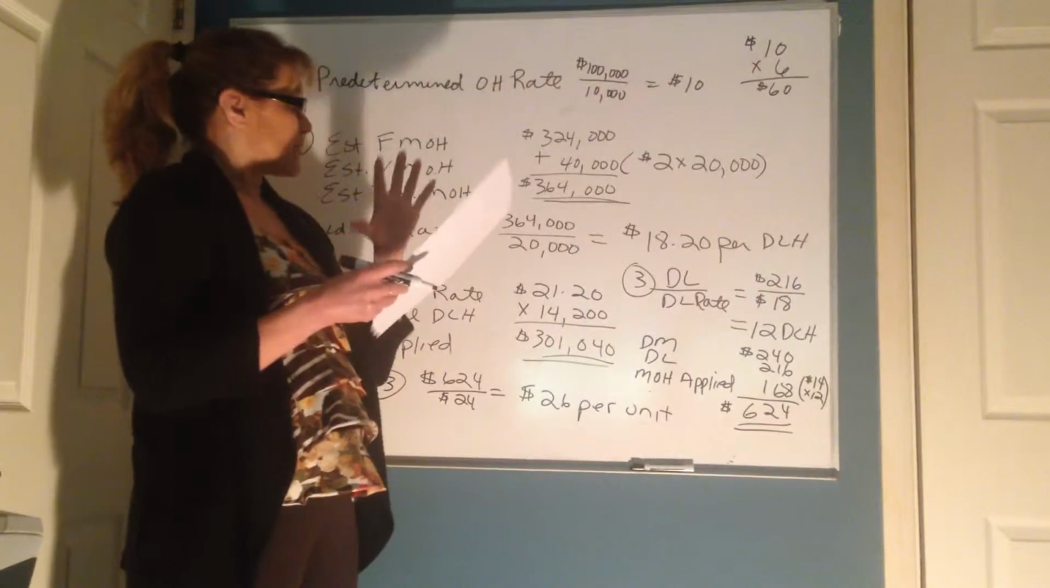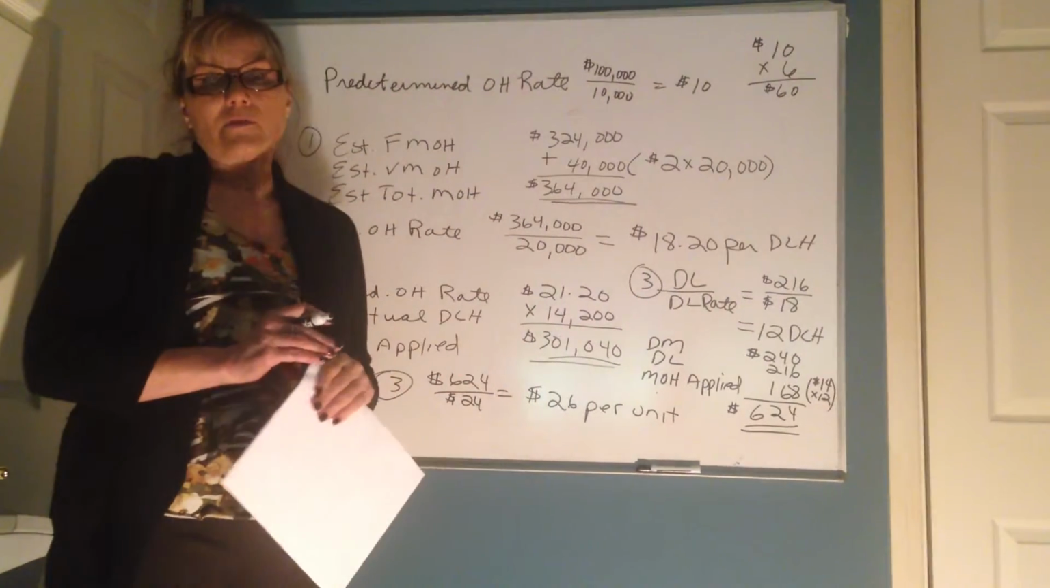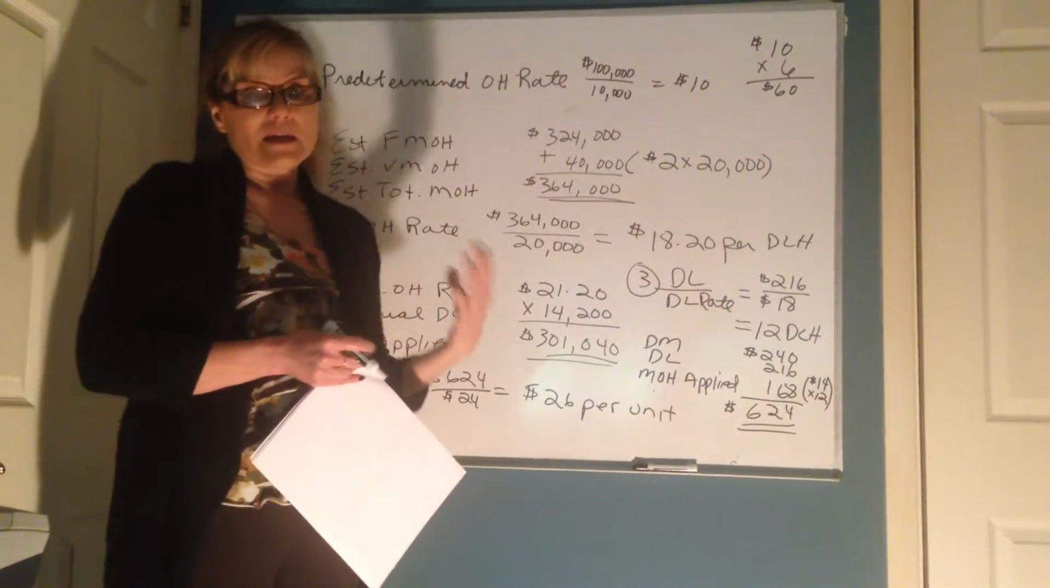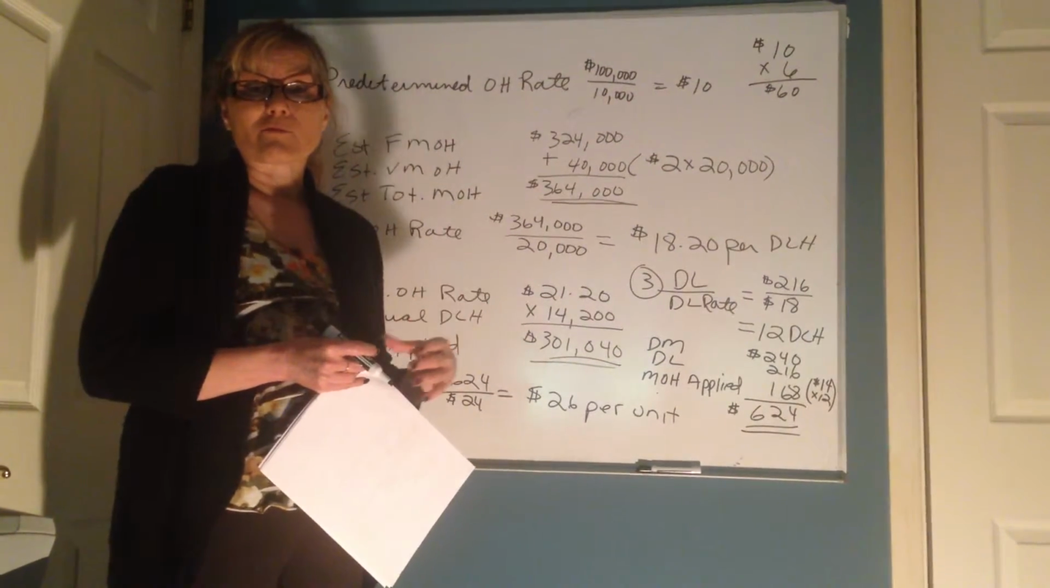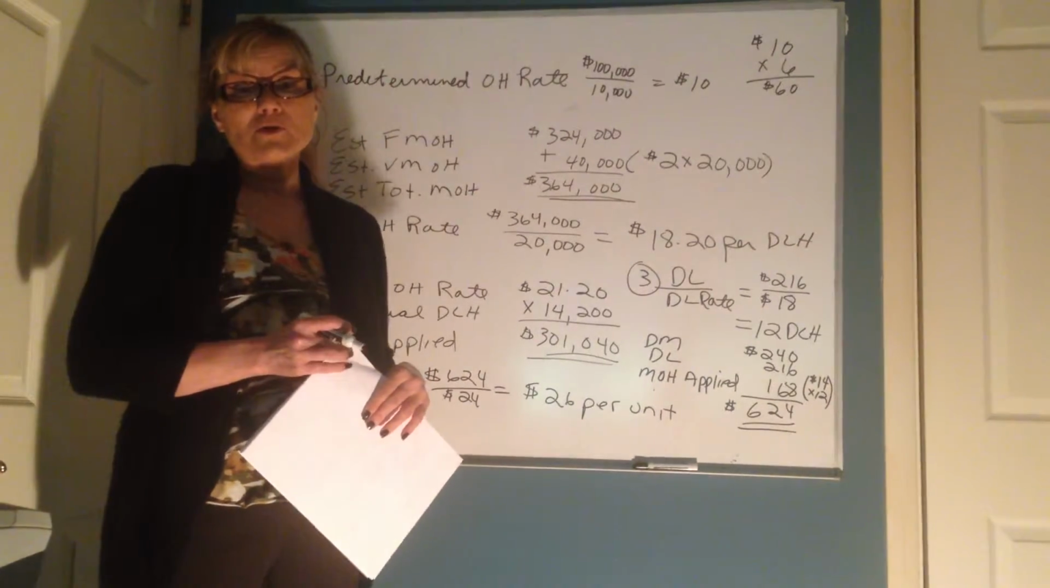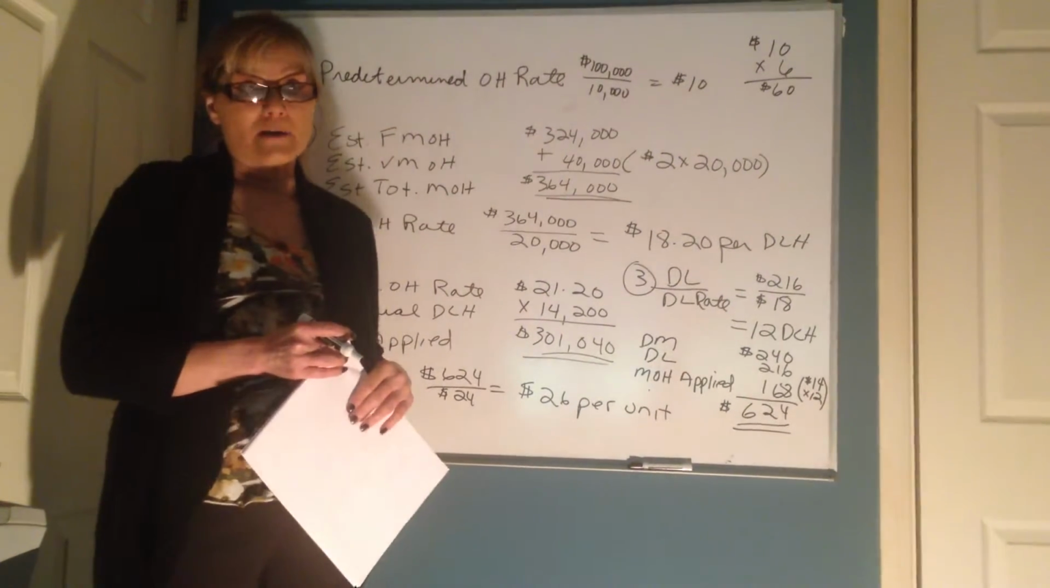So before the period even begins, you decide all of this. You decide how you're going to apply your overhead. What do we think our total amount of overhead is going to be during the year? And for the allocation base, you're supposed to use something that actually drives your overhead.